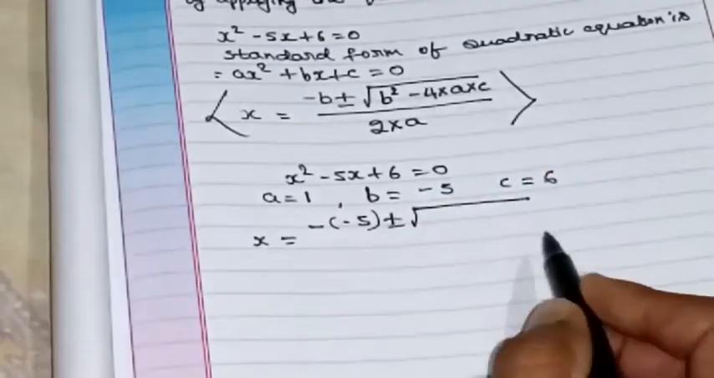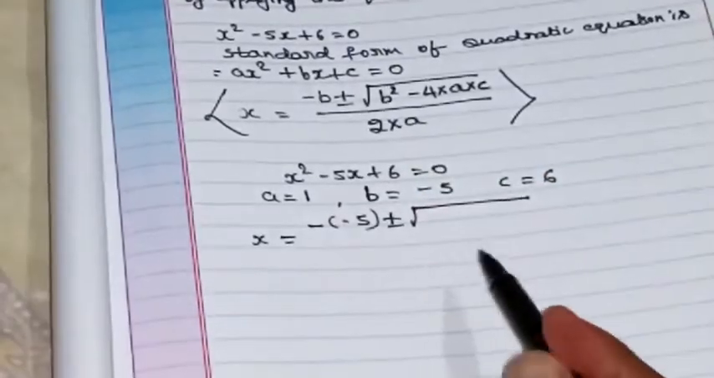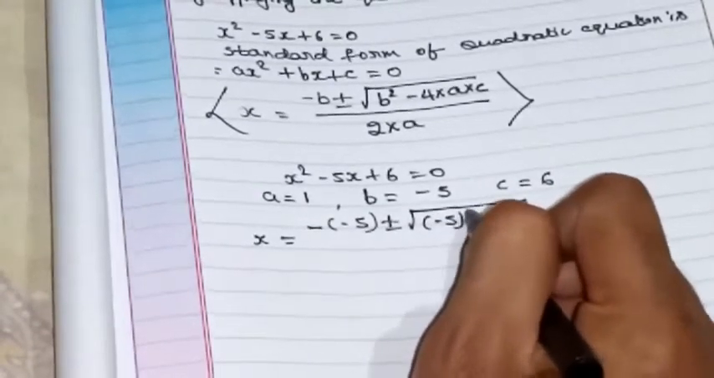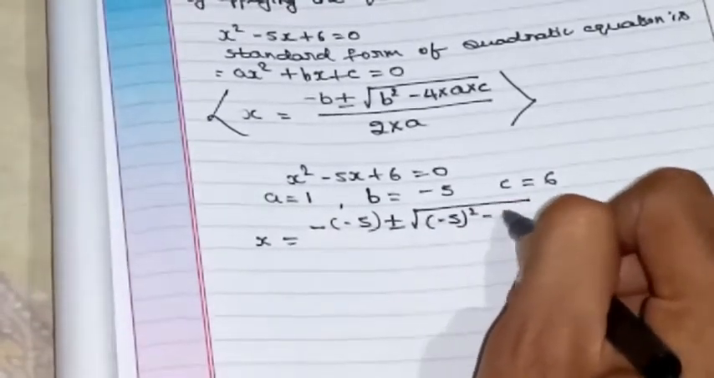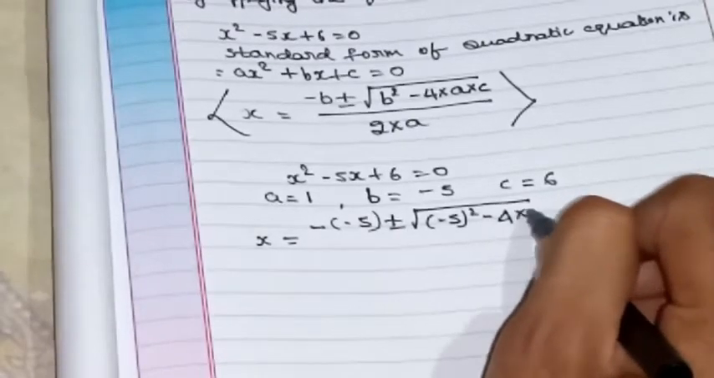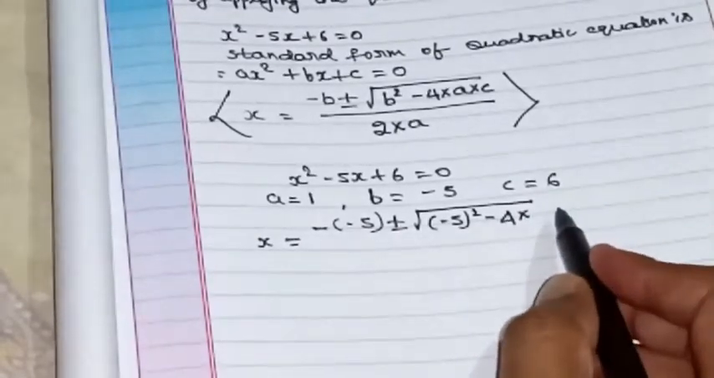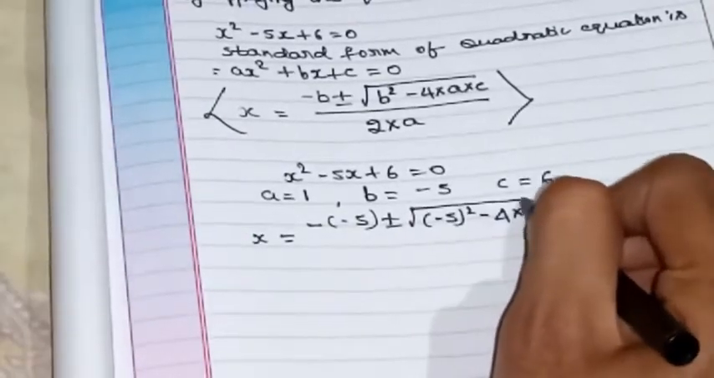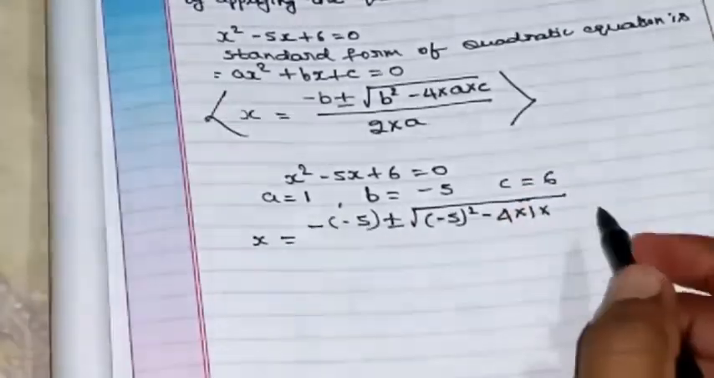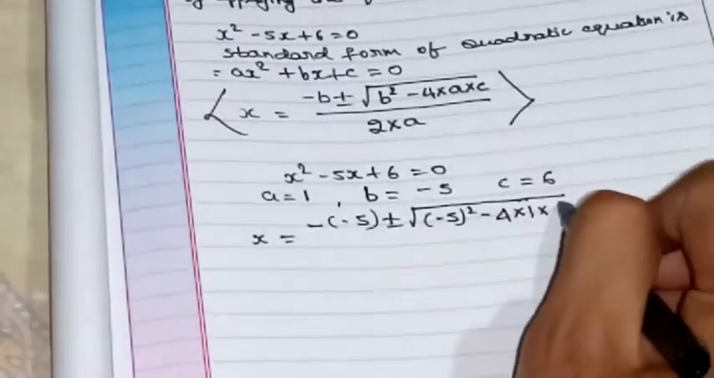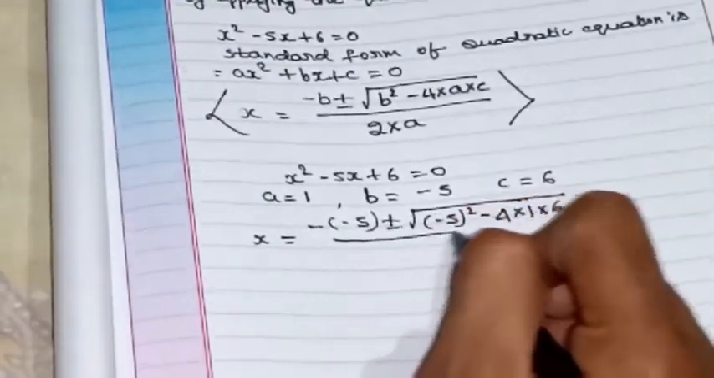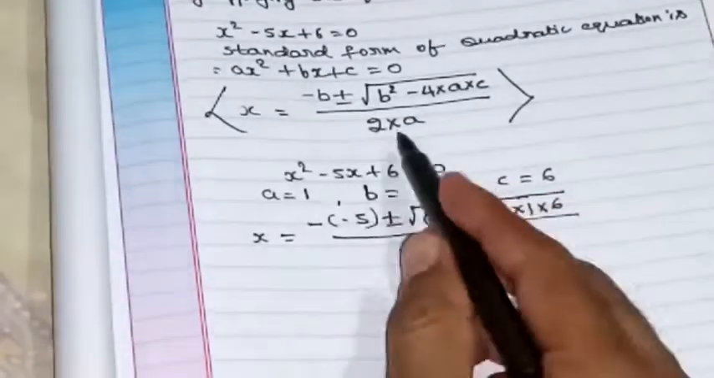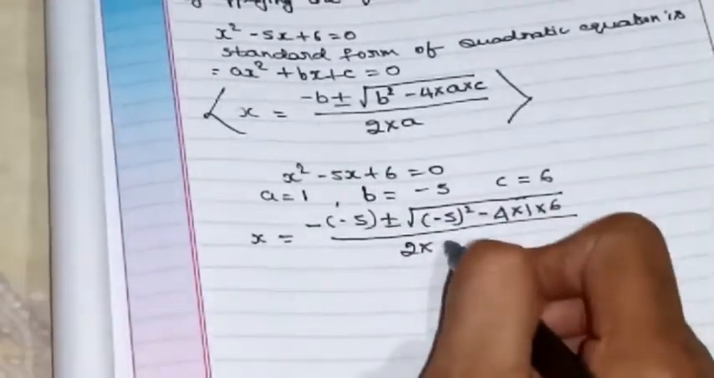square root of, now what is the value of b, children? The value of b is minus 5 whole square minus 4 into, now what is the value of a, children? The value of a is 1 into, what is the value of c, children? The value of c is 6 whole divided by 2 into, what is the value of a, children? The value of a is 1.